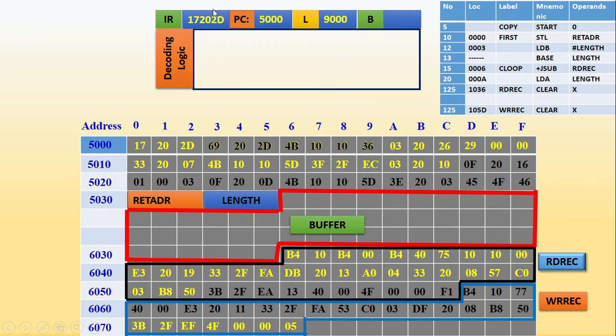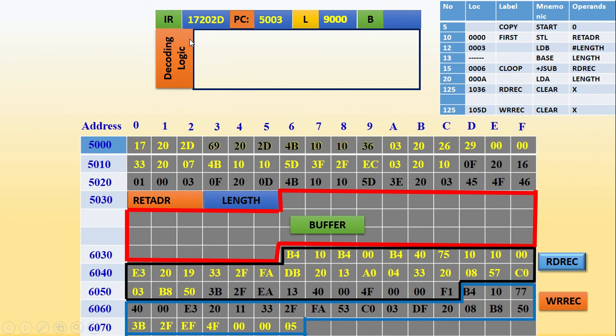If this is the current instruction to be executed, what does the program counter contain? It should contain the address of the next instruction. Tell me, if this is the current instruction, what is the next instruction? 69202D. Now look at this figure and tell me what is the starting address of the next instruction to be executed. So if you observe, this is 5000 plus 3, 5003. So the program counter is loaded with 5003, indicating this is the next instruction to be executed.